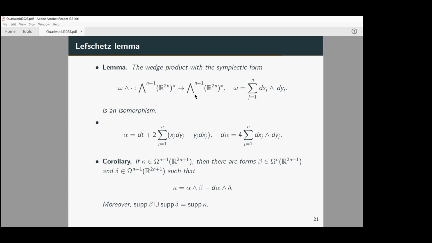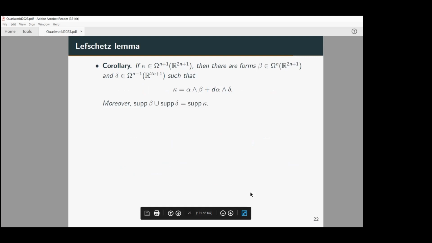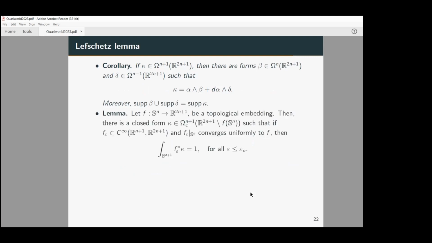And because of the Lefschetz lemma, every form which depends on x_j and y_j can be written as a wedge product. So d alpha is essentially the symplectic form, and the form can be written as a wedge product. And moreover, it is important that the supports of the forms beta and delta are not bigger than the support of kappa. That follows from the construction. So this is the lemma, that every n+1 form can be written that way.